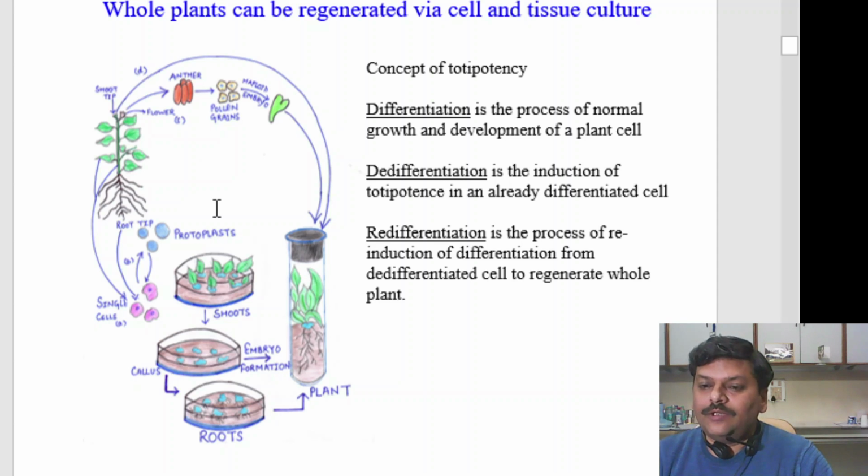So the turning back of a differentiated cell into a dedifferentiated state, or a stem cell state, is called dedifferentiation. Again, if we change the hormone conditions and growth conditions, then these dedifferentiated cells can be made to develop into a whole plant or a whole organ, and this process is called redifferentiation. So the whole thing of totipotency relies on three processes: differentiation, dedifferentiation, and redifferentiation. In the next few slides, I will discuss how it actually happens.